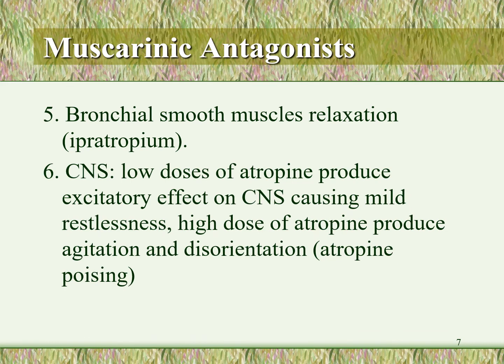Regarding the effects of muscarinic antagonists on the central nervous system, we will find that atropine at low doses produces excitatory effects on the CNS. This leads to mild restlessness, while high doses of atropine produce further CNS stimulant effects, leading to agitation, and disorientation. And this is one of the characteristic symptoms of atropine poisoning. With higher doses of atropine, the effects on the central nervous system lead to agitation and disorientation.